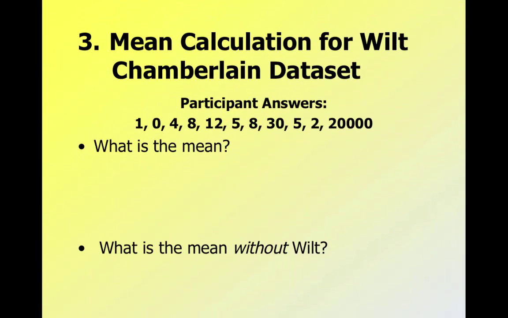So here's a data set. I have the 11 individuals. We see the first person said they had one sexual partner in their lifetime. One person was still a virgin. 4, 8, 12, 30 sexual partners. And there's good old Wilt Chamberlain with 20,000 sexual partners.